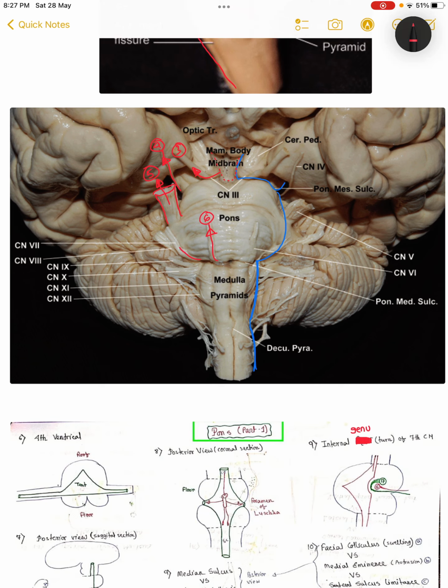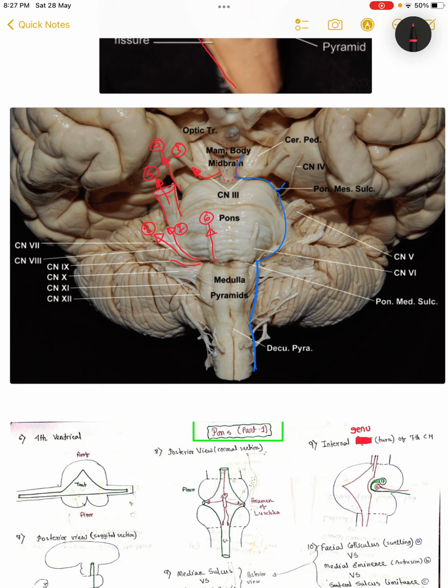Now lateral to the abducens nerve, you see this nerve, and this nerve is our facial nerve. And lateral to the facial nerve, you know that it is our vestibulocochlear nerve. Claro?